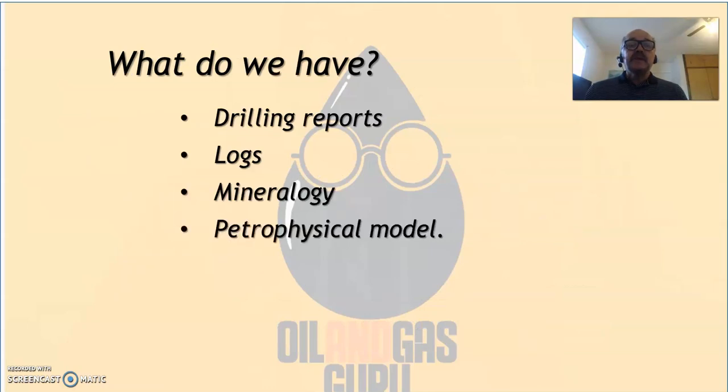So what do we have when we drill a well? Let's say we have an exploratory well, an appraisal well, and we already finished the well. So what do we have as tools to start visualizing what the actions are to increase the production of that well? We have drilling reports, logs, mineralogy, a petrophysical model, and swabbing tests. And we also have the DST, which we're going to talk about in a minute.